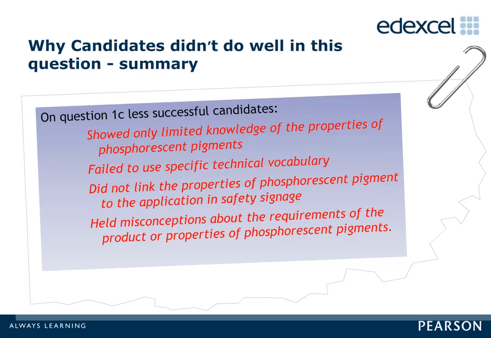Some lower achieving candidates also held misconceptions about the requirements of the product. For example, considering the sign would be heat resistant as a result of the pigments, or errors concerning the properties of phosphorescent pigments, for example, that they reflect light. In describe questions, answers can be a series of points. However, these should be related and linked to the focus of the question. A series of points which have only a tenuous link to the question context will rarely achieve full marks.